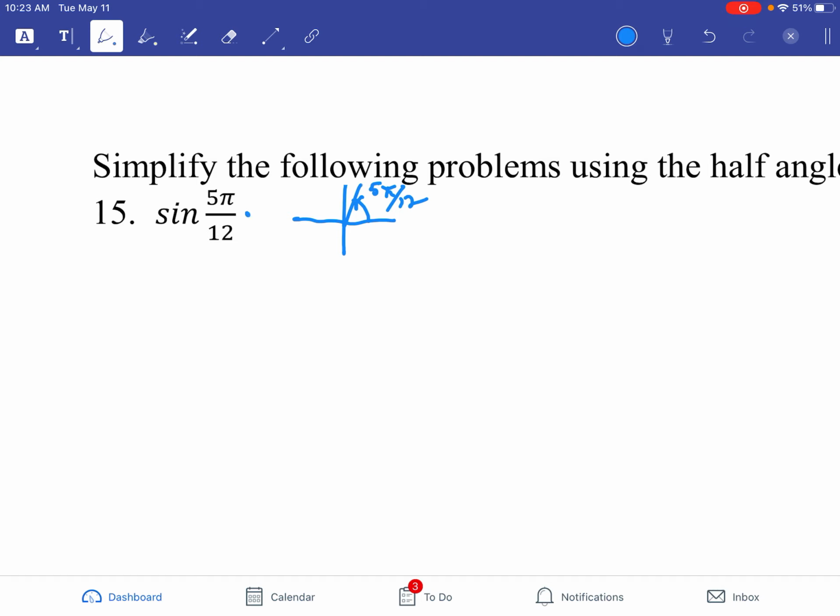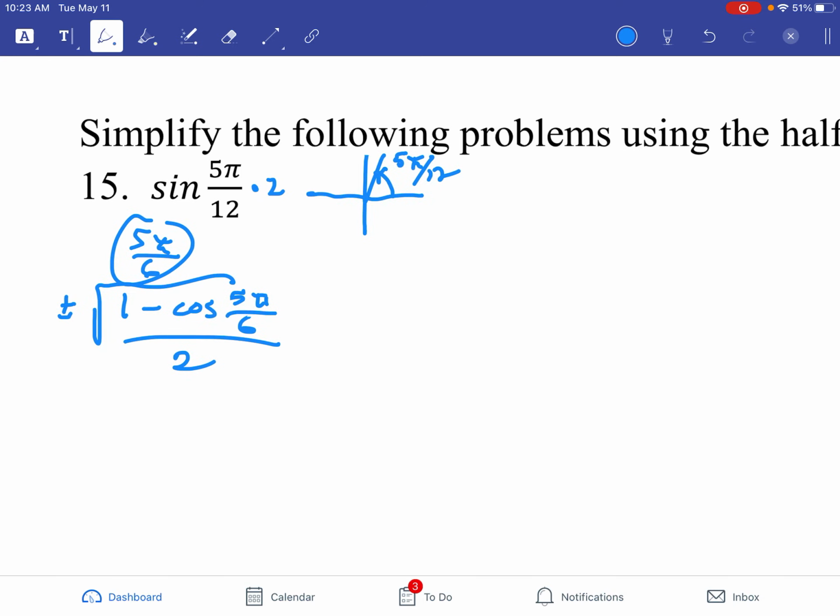For now, we're going to multiply this by 2, so we get 5 pi over 6, and we're going to use 5 pi over 6 in our formula. So our formula is plus or minus the square root of 1 minus cosine of our x term, which is 5 pi over 6, divided by 2. If we look at cosine of 5 pi over 6 in our unit circle, we find it is negative root 3 over 2. So we have 1 minus negative root 3 over 2, divided by 2, with a big square root sign.